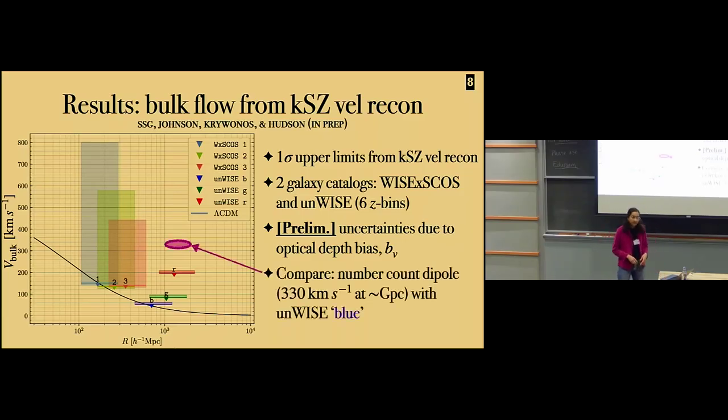And just by hand, I've put in a comparison of this 330 kilometers per second velocity implied by the number count dipole measurement. Just to make the point that we're not seeing this kind of excess bulk flow at these gigaparsec scales, especially if you compare to our unWISE blue upper limit.